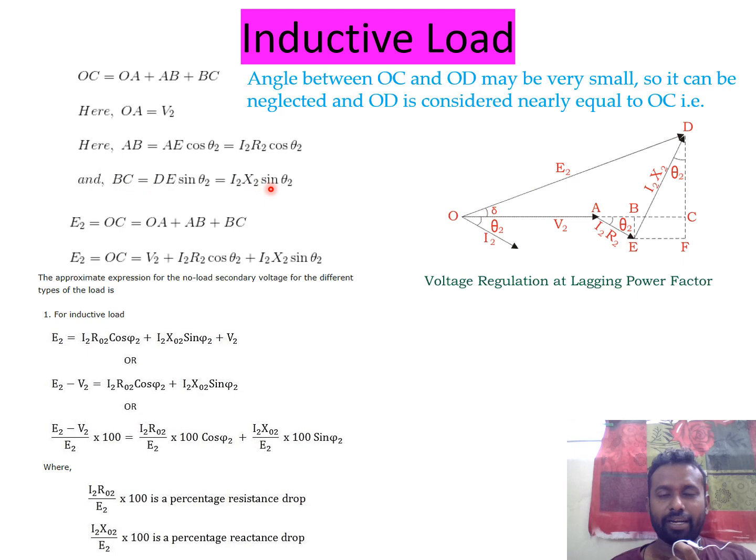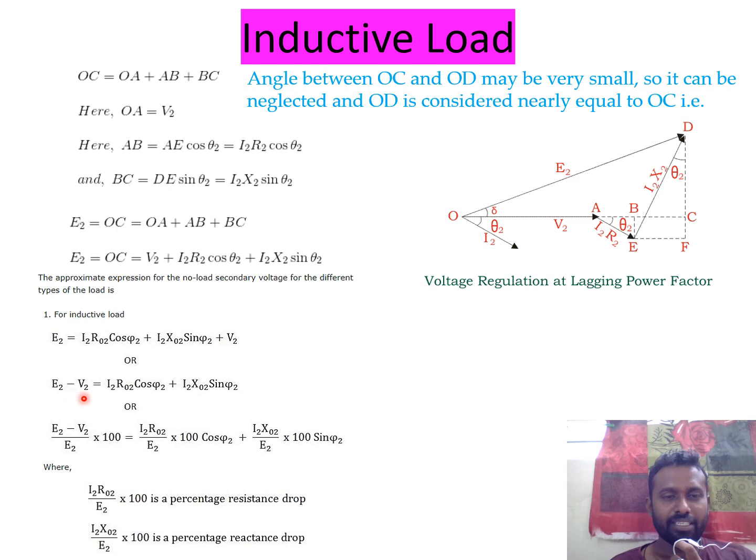Similarly BC is equal to I2 X2 sin theta 2. So E2 is equal to OA plus OB plus AB plus BC, that is V2 plus I2 R2 cos phi 2 plus I2 X2 sin phi 2. So E2 minus V2 is equal to I2 R02 or R2 cos phi 2 plus I2 X02 or X2 sin phi 2.